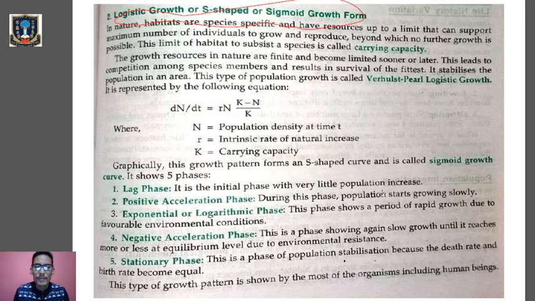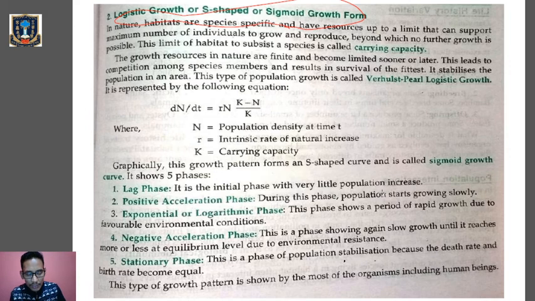This limit of a habitat to sustain a population of a species is called carrying capacity. So remember, what does carrying capacity mean? It means a particular limit up to which a habitat can sustain the species, because the resources are not unlimited in nature, they are limited. The resources in nature are finite and become limited sooner or later, because it depends on the way we are using the resources. If we keep on continuously using the resources, then obviously they will decrease.